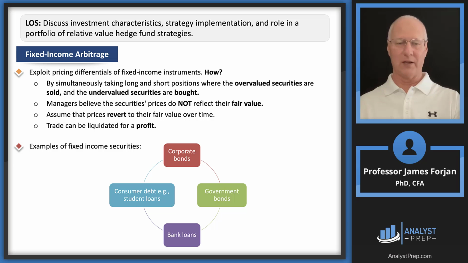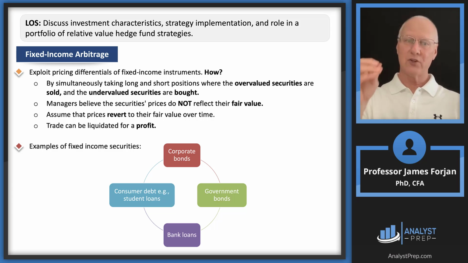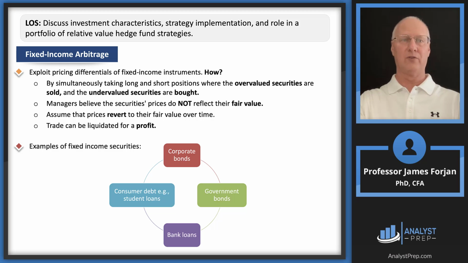Consumer debt, well, we can go into mortgage-backed securities or credit card receivables, which we can do as hedge funds. And so fixed income arbitrage, what are we doing? Well, we're doing something that we've done before. We want to take the long position in undervalued securities and the short position in overvalued securities. But of course, these are in fixed income securities. So once again, this is some kind of a model that's going to rely on reversion to the mean.